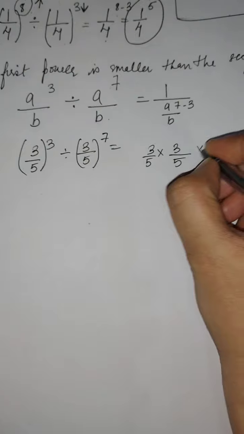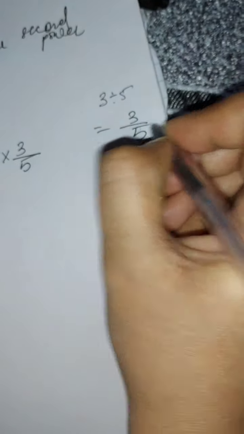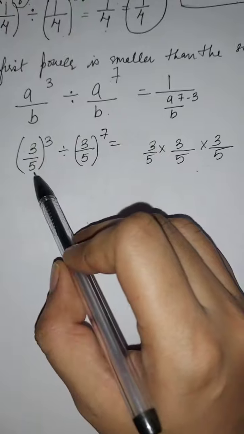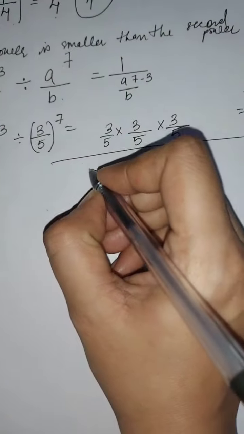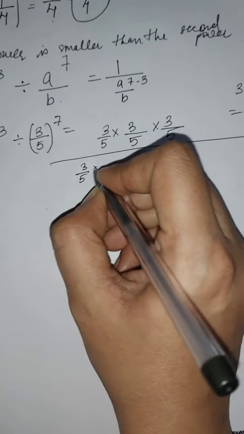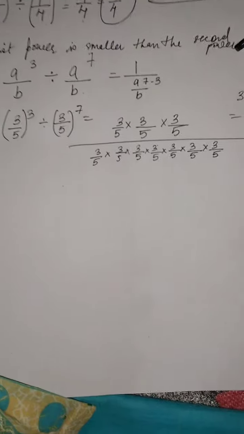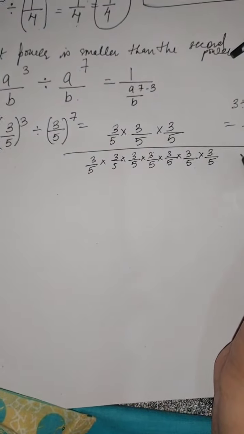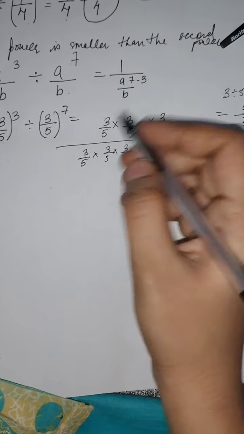3 times. As we divide, we will divide the same way. Just as 3 divided by 5 is written as 3 upon 5, same way we are going to write this number in that same format. 3 upon 5 raised to the power 3 is getting divided by how much? 3 upon 5, 7 times. So we'll write 3 upon 5 how many times? 7 times. Now as we cancel the same things on the top and down, we'll do the same way.